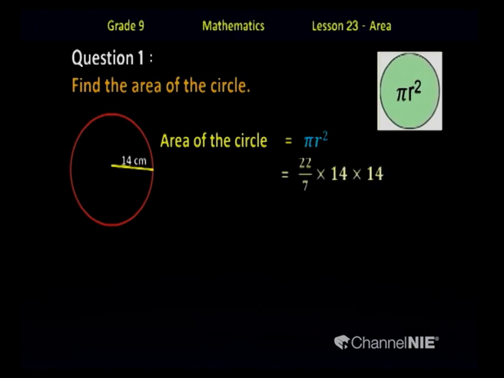Then how can we get the answer? You can use pi as 22 upon 7. 22 upon 7 multiplied by 14 again by 14, because r squared, you know, is r into r. Then 7 and 14 you can cut. 14 divided by 7 is 2. Then multiply them together: 22 into 2 into 14. Answer is 616 square centimeters. Don't forget to put the correct units, square centimeters.